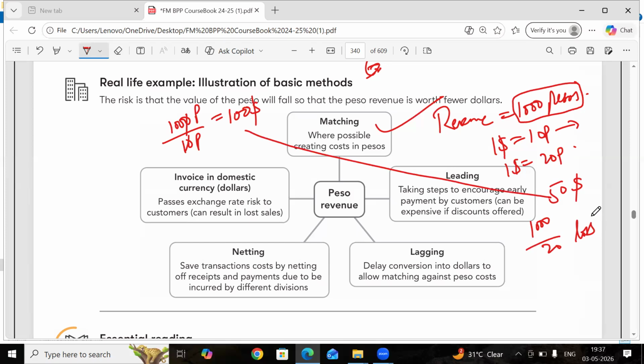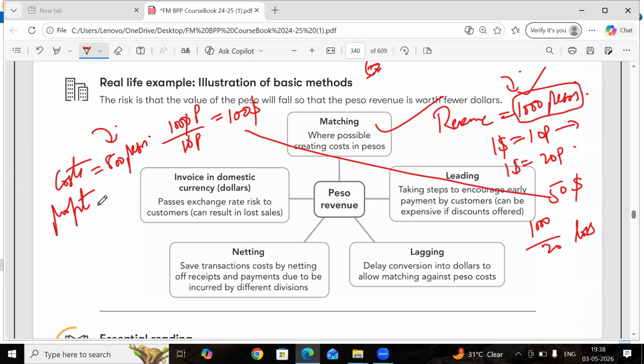So now applying matching costs. If you have revenue in pesos, you create cost in pesos. What do you do? Cost in pesos, 800 pesos. So profit. So this is matching. If we have revenue in pesos, we also try to match the cost in pesos. Okay. See what happens is, if the revenue you're going to get in pesos is falling in value, your cost will also fall in value. That's the idea here.